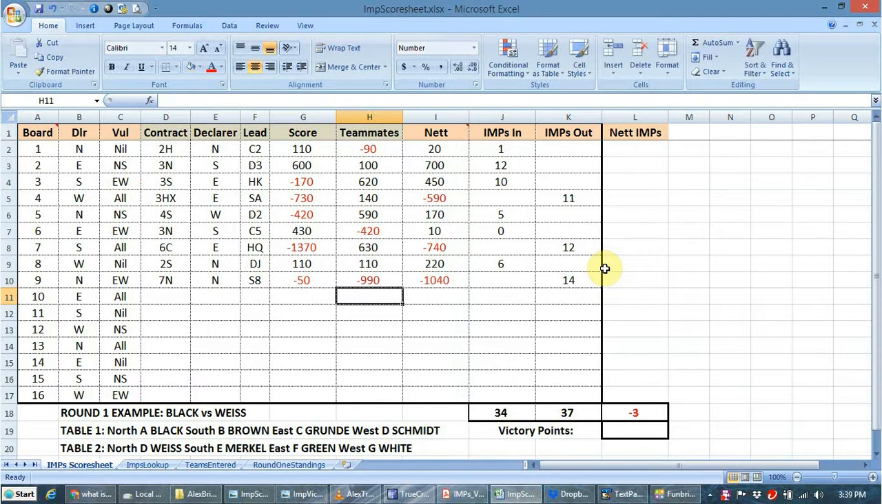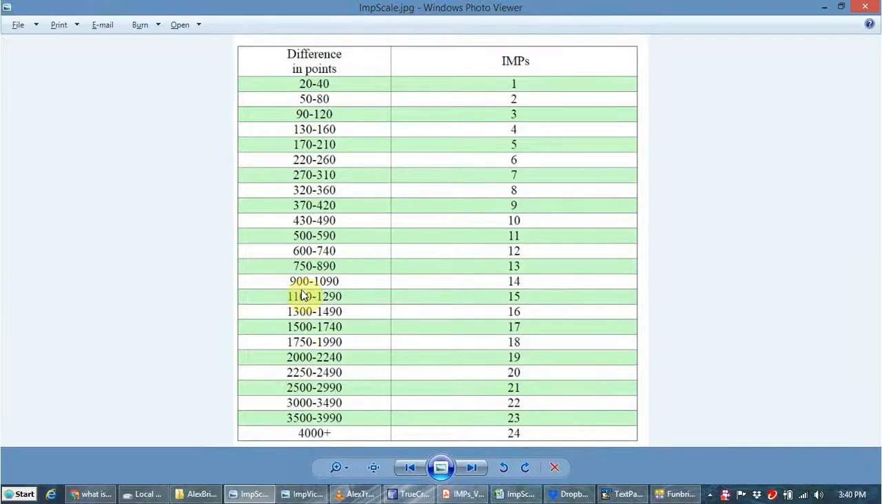So now what does all this mean? This is our finished scorecard. So at this point, we have figured out what the net is just by doing some simple arithmetic. Now we have to worry about what IMPs are. Here we have the scale that's applied right around the world for converting the difference in points into IMPs.